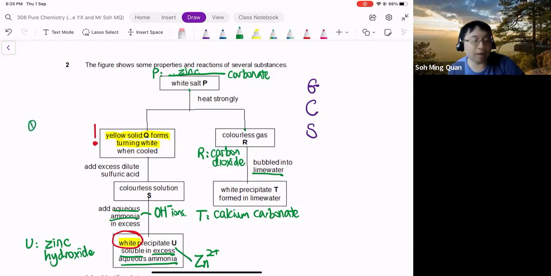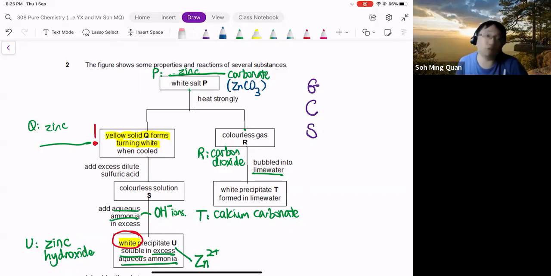All right. Which means that Q can't suddenly be something else, right? Q must be zinc something, right? So this is where you use a bit of chemistry. Now I'm sure you know by now what is zinc carbonate. Zinc carbonate's formula is ZnCO3. Now P is zinc carbonate, ZnCO3. You heated ZnCO3 strongly to form two things. One is CO2, right? When zinc carbonate was heated strongly, it forms CO2 gas. You have already identified that.